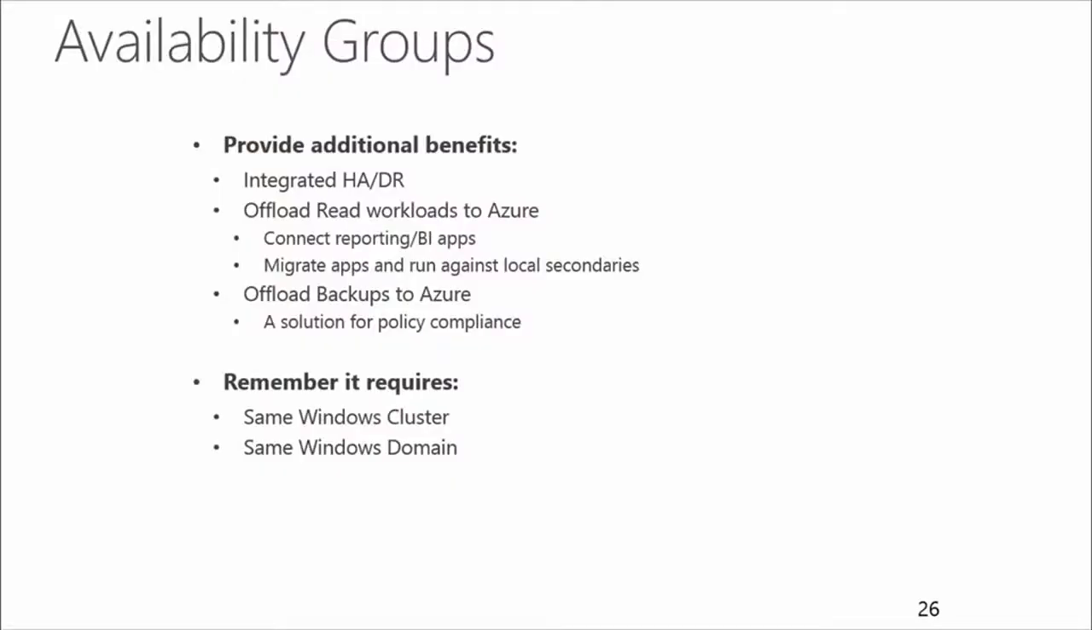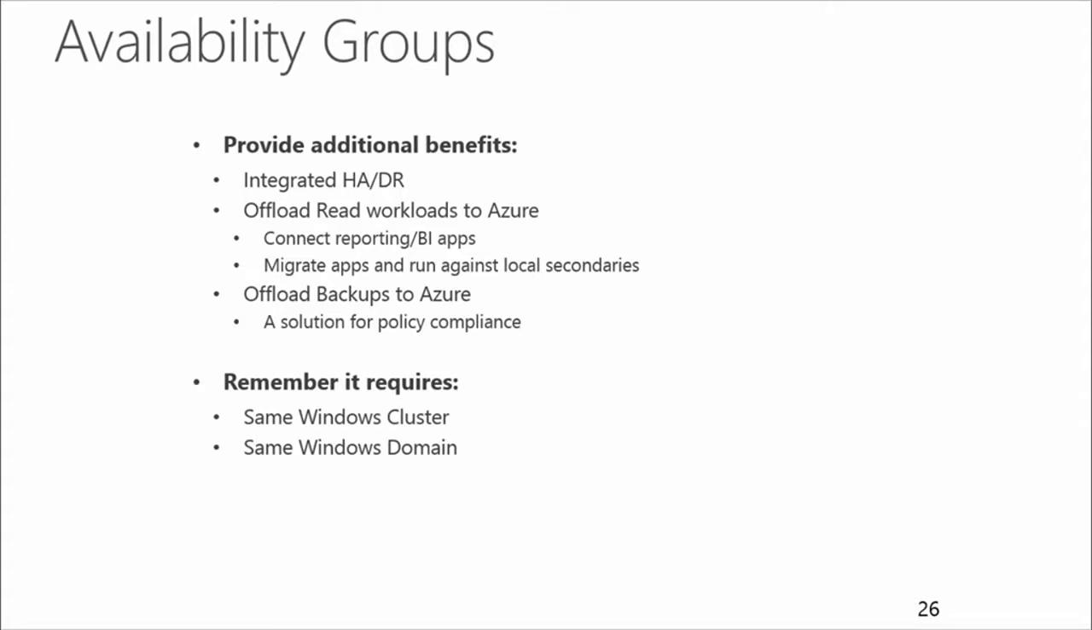You're able to offload read workloads to Azure. This is very important, for example, for people who have reporting applications that want to move those out of the primary. If you put your secondary in the cloud, you can start changing your connection strings and pushing those reporting workloads there. Many people I have seen migrate some of these applications into the cloud and then run them against the local secondaries in the cloud just to reduce the latency even more. So that's something else that you can start looking into as you architect these new hybrid applications.